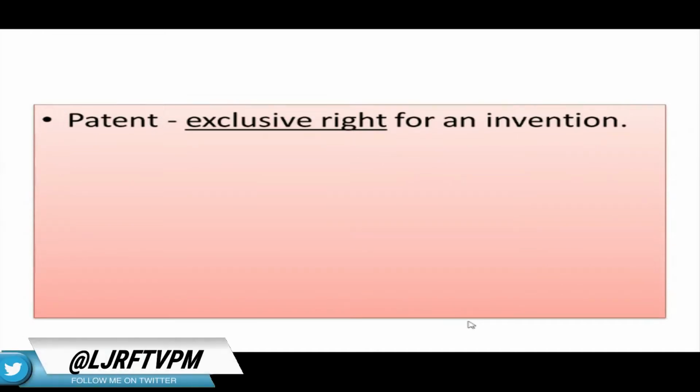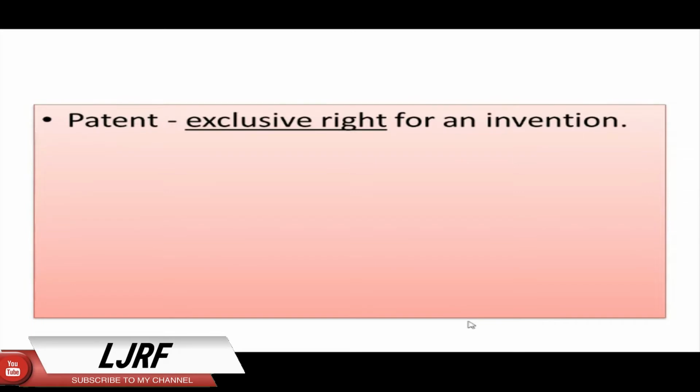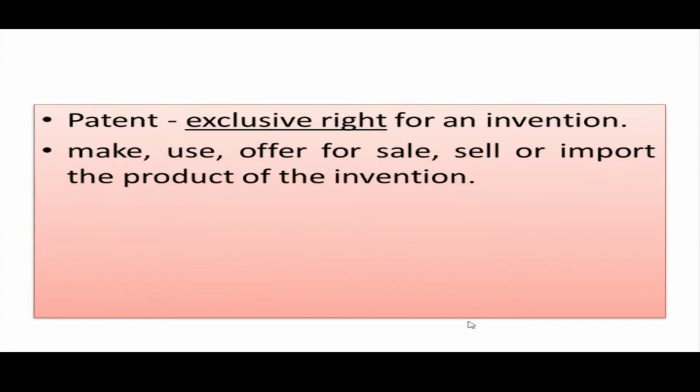And let's start with the basics. Patent law, as all of us know, is an exclusive right. It's an exclusive right in respect of an invention. It is intangible, and all those are known to us. And let us look at the rights available in respect of patents. The rights available to a patent holder, as we discussed in the previous classes, are the right to make, use, offer for sale, sell or import the product of the invention.